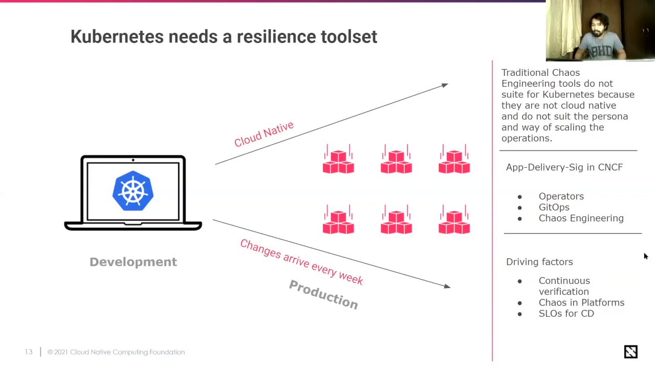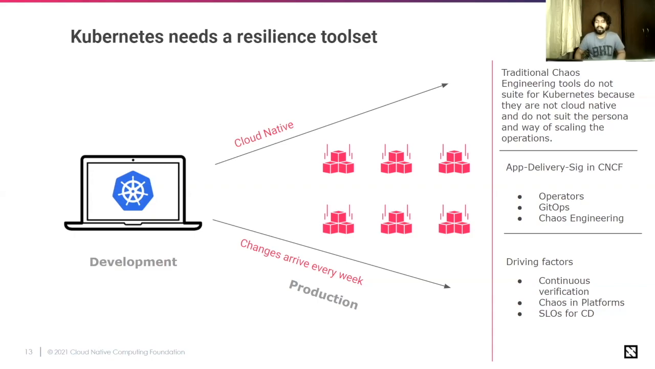So it needs a resilient tool set. Traditional chaos engineering tool sets are out there. There's Chaos Monkey, invented by Netflix, and there are a lot of paid services which I don't think as students you all are going to use. As students, you don't want to pay tons of money to run a chaos test or contribute to it. But it doesn't suit the cloud native persona. When we are talking about cloud native people, it doesn't suit.